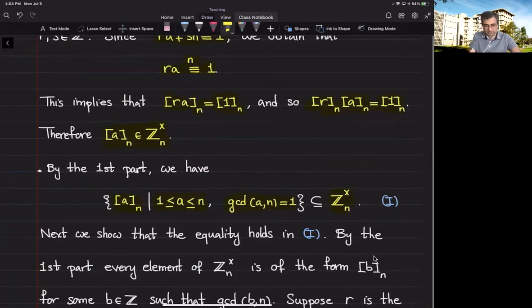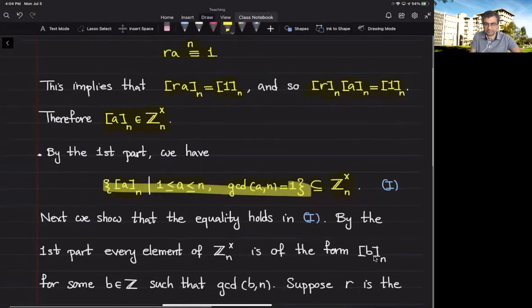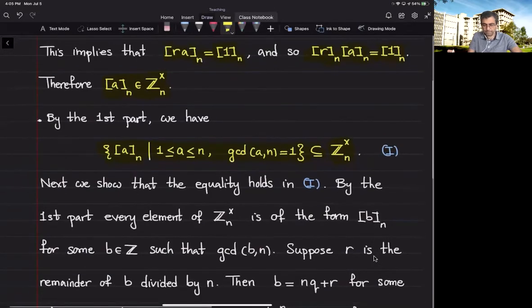Of course, we have already discussed that if a residue class is represented by A, and A and n are co-prime, then this residue class is a unit in integers modulo n. Therefore, we do have this inclusion. The whole point is to show the other way around. So we start with a unit inside integers modulo n, and I want to say that it can be represented by some integer in this range and co-prime with n.